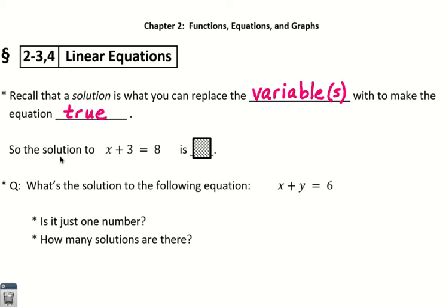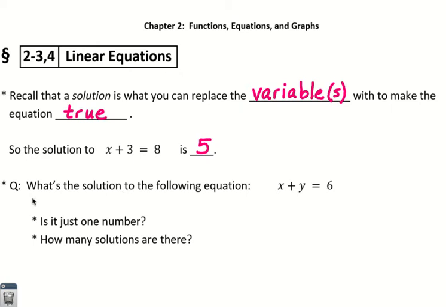So the solution to x plus 3 equals 8, this simple equation, is 5. Because 5 plus 3 actually equals 8, and 5 is the one and only solution here. It's the only number that could fill in for x to make x plus 3 actually equal to 8.